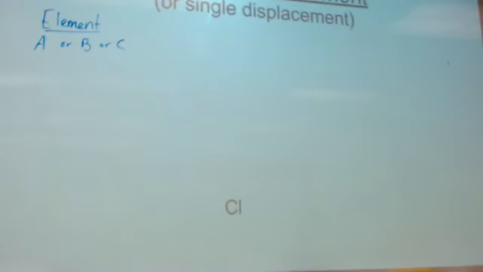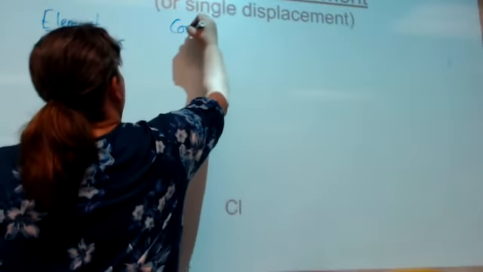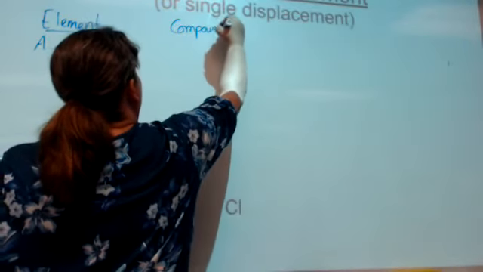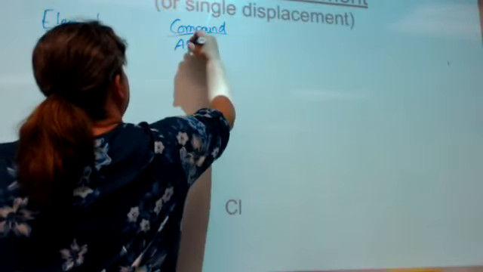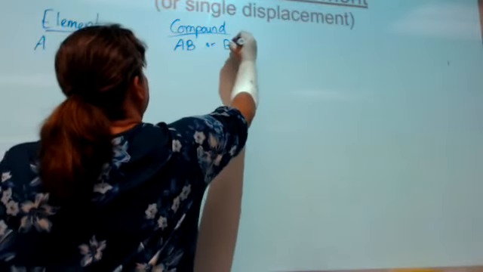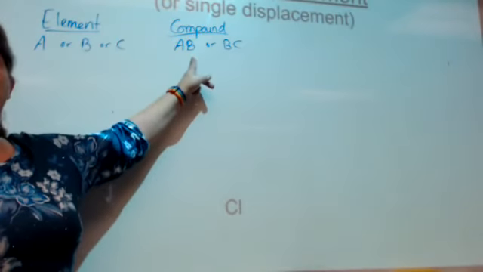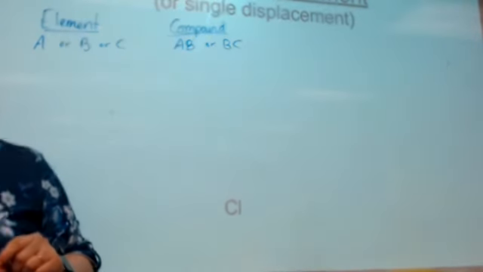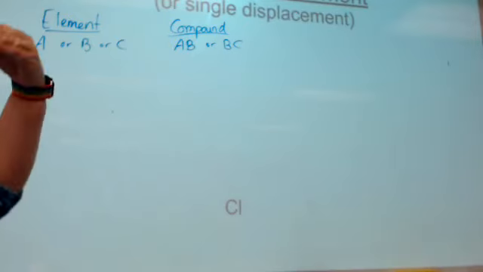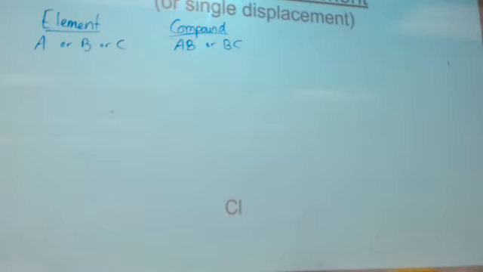Okay. Our compounds, we're going to show 2 or more letters put together without a plus sign. So an example of a compound, we're going to represent by like AB or BC. Okay, notice there's no plus sign. That means there's 2 or more different elements, which makes it a compound. Okay, so just so you recognize when I put these patterns up here, what these stand for.